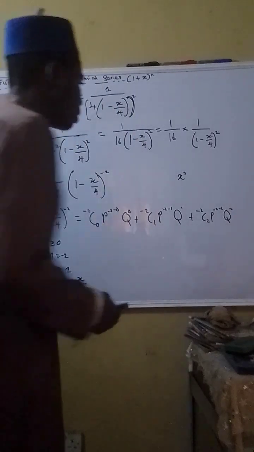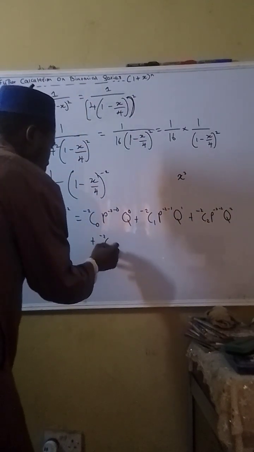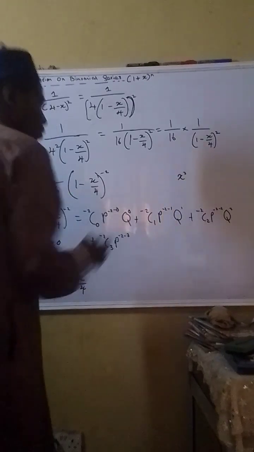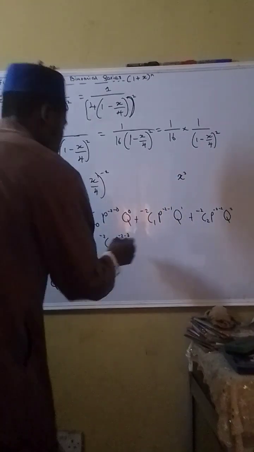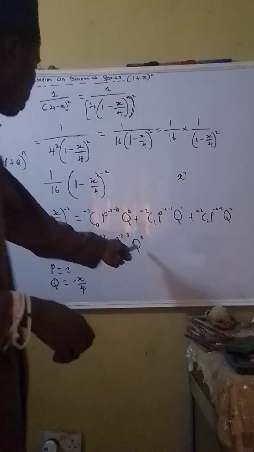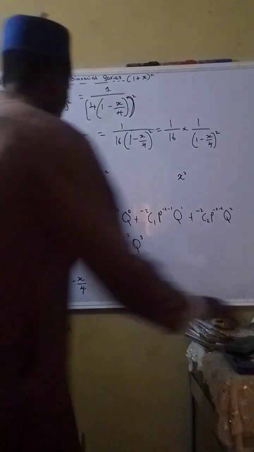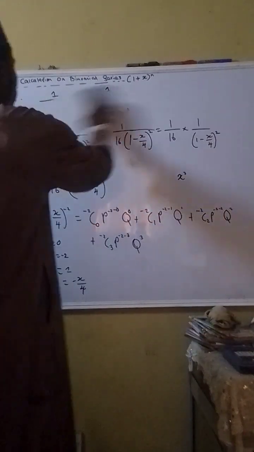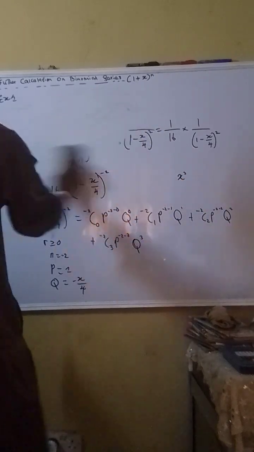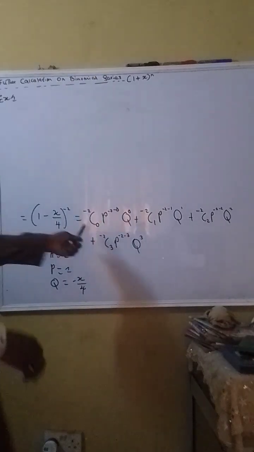Are you with me? Then plus, you have negative 2 combination what? 3, p raised to power negative 2 minus 3. Are you getting what I'm saying? Then q raised to power what? 3. Like I said, this will give us x cubed because at this point you have x power what? x power 3. So moving on to whatever we want to do from this point, let's break it down now.